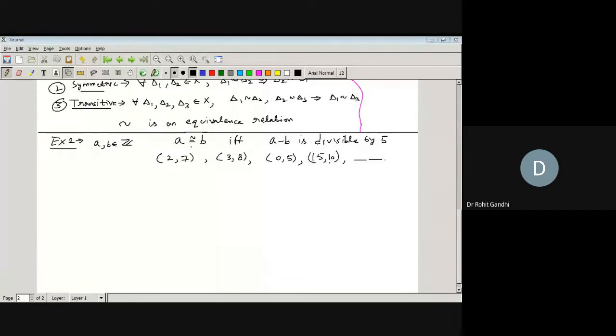Now I have to check whether this relation holds, that if I take any two integers, for any A, B belonging to Z, they are in relation if and only if A minus B is divisible by 5. I have to check whether this relation is reflexive or not. Yes, raise your hands.